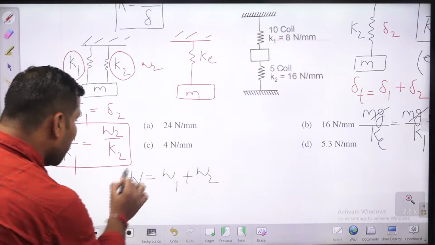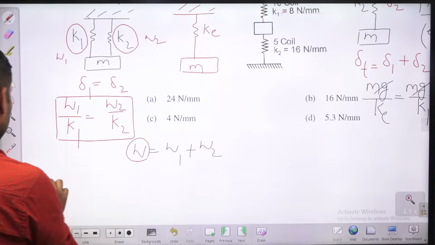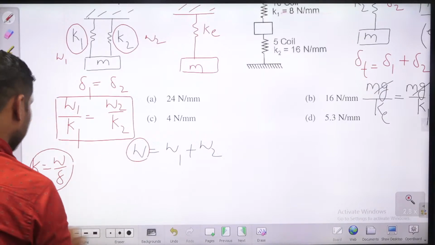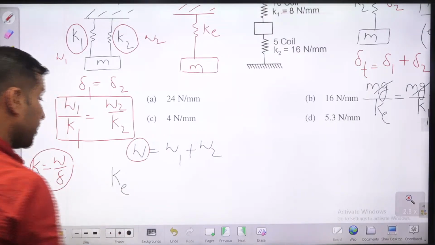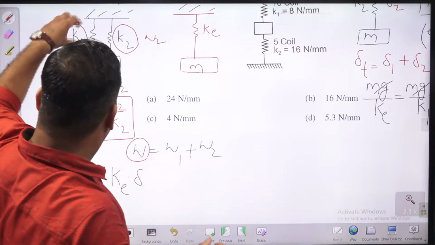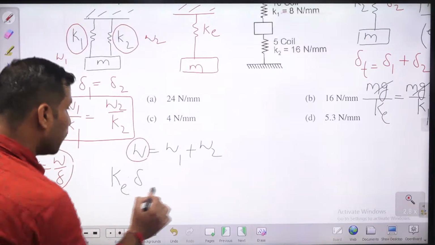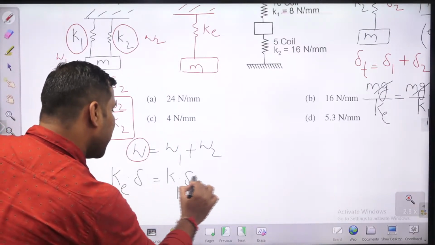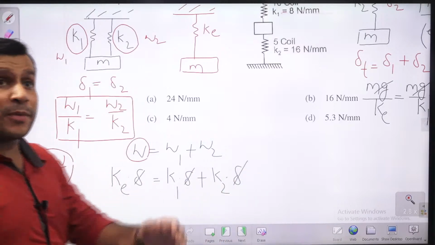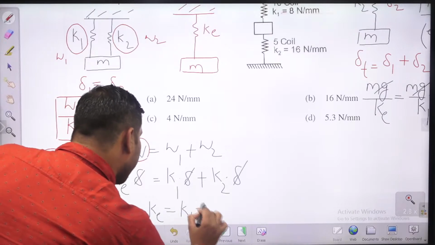So this W will be what, guys? This you can write as, because stiffness K equals load per unit deflection, so this you can write as stiffness K equivalent into deflection delta. Deflection will be same whether you are having one spring, second spring, or an equivalent system. So K equivalent into delta is equal to K1 into delta plus K2 into delta. So delta is same in case of springs in parallel. That's why the equivalent stiffness in parallel will be K1 plus K2, guys.